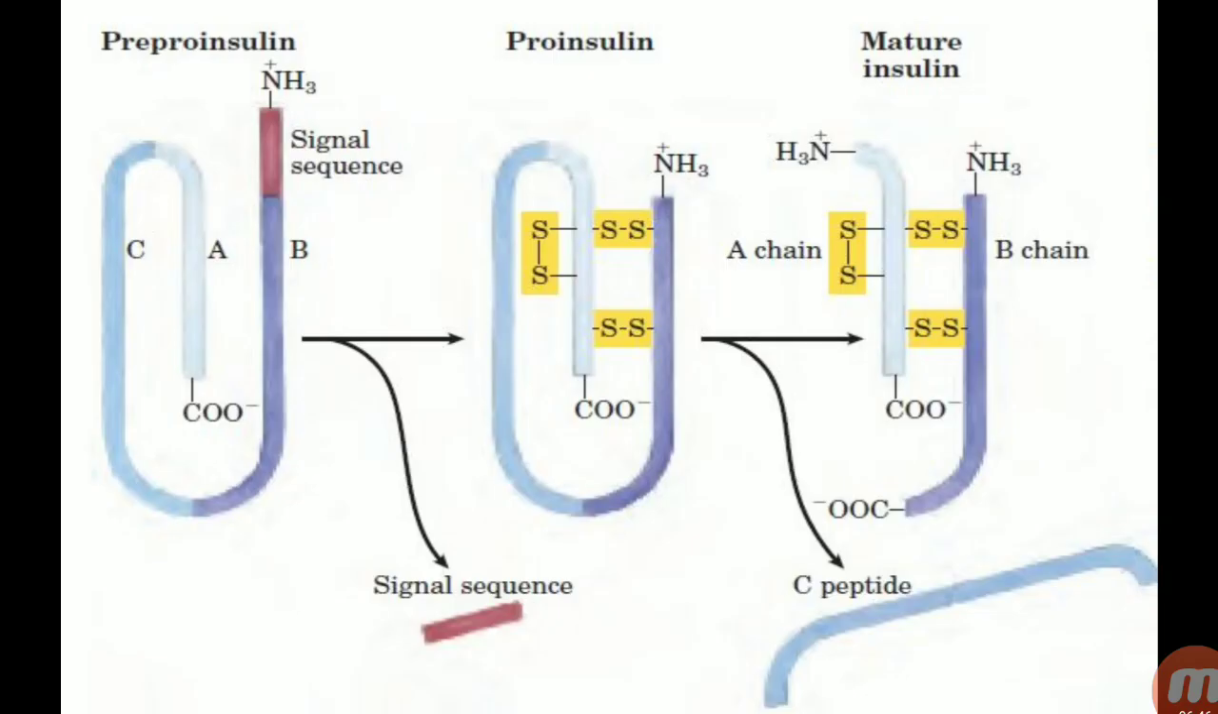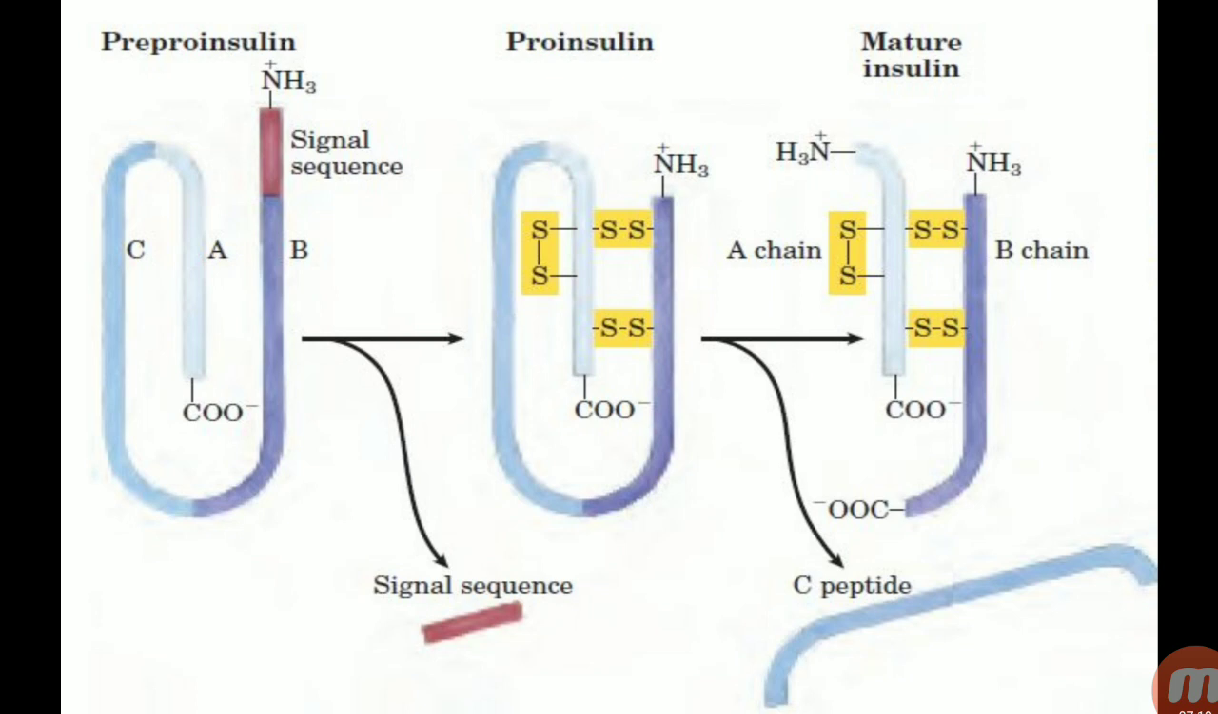Now, when you see the biosynthesis, there is pre-proinsulin at the initial, and from that, proinsulin is formed, and from that proinsulin, mature insulin is formed. So, on the left hand side, you can find pre-proinsulin, which contains 108 amino acids. After that, you can see there is proinsulin, which contains 86 amino acids.